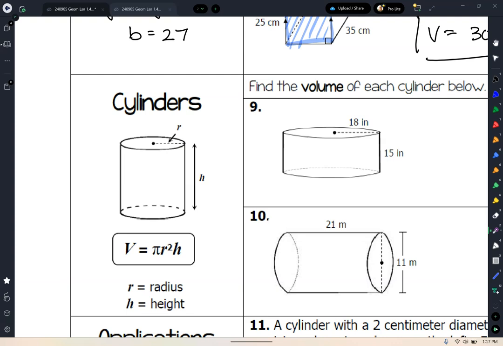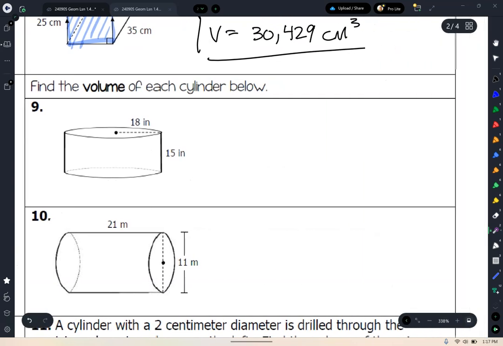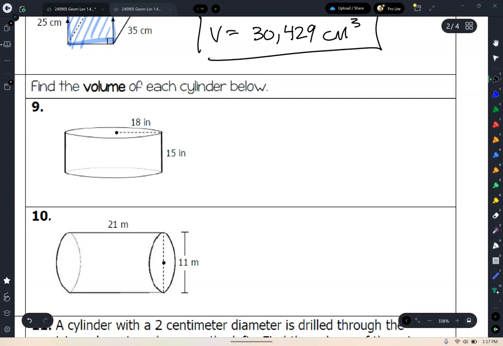Focus. Our volume for prisms was the area of the base, capital B, times height. Well, then it would make sense that this is pi r squared times height, because that's just the area of our circular base, right? So that's why it's written like that. So if we were to come over here and do this one, this is one of the first ones we did. It's really simple. We would go volume is equal to pi radius squared times our height.